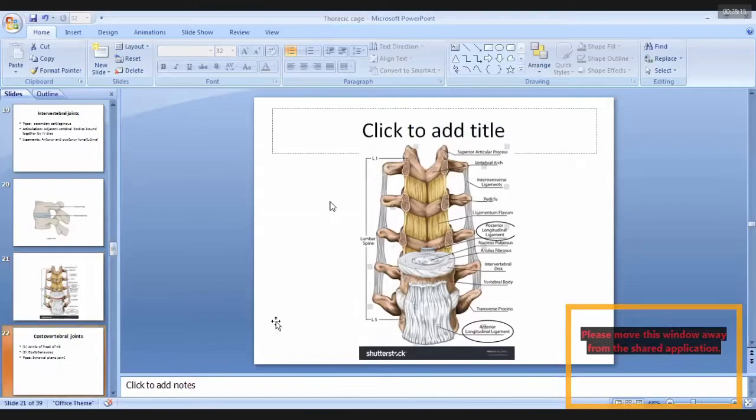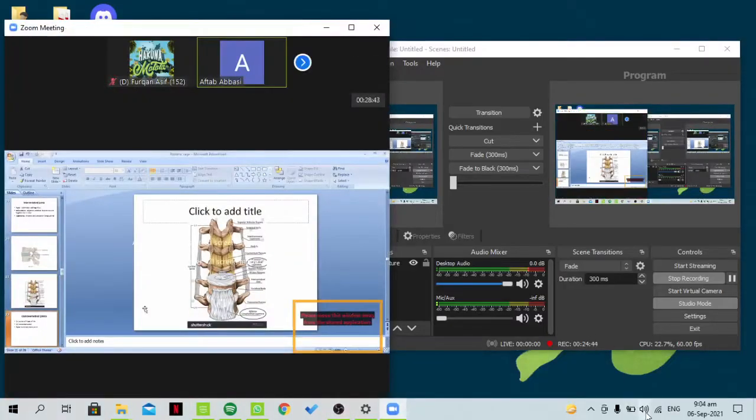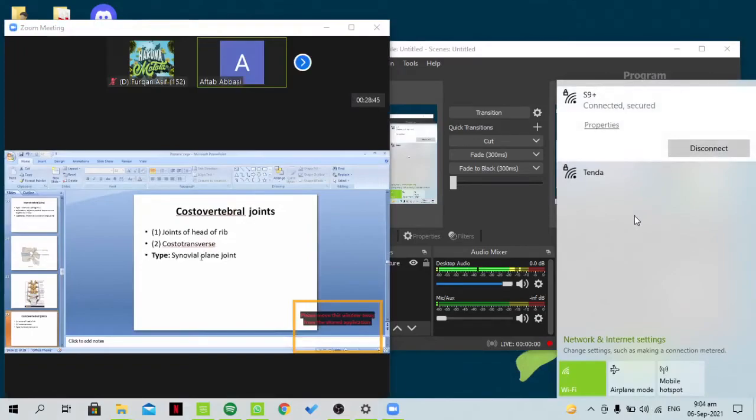The second type of joints are known as costovertebral joints, the costovertebral and the rib. The joints between the vertebrae and ribs, collectively known as costovertebral joints, consist of joints whose variety are plain joints.